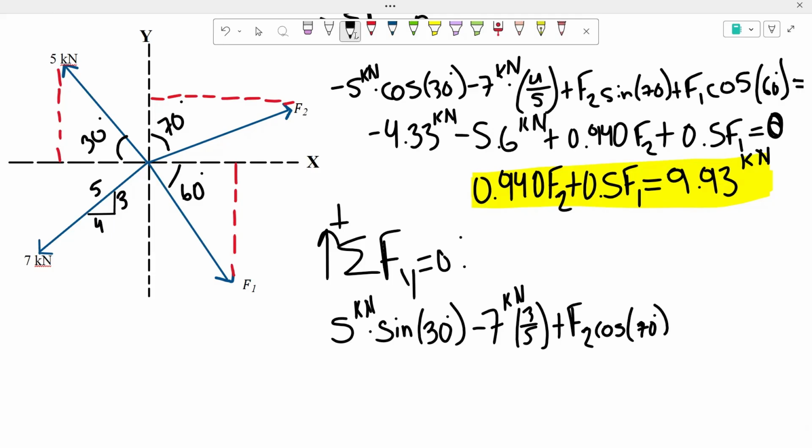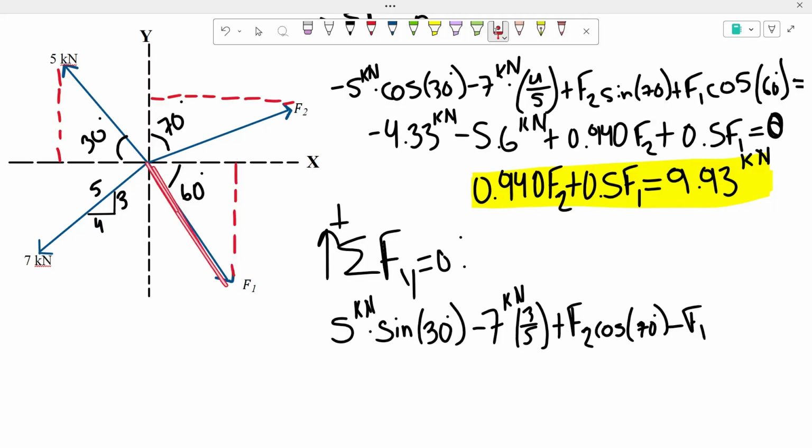And then for our F1, we could see how that is going downwards, which is why it's going to be negative F1. And then for our y component, we're going to be using sine, since we are now trying to find this side of the triangle, which is the opposite side with correspondence to the angle that was given to us.